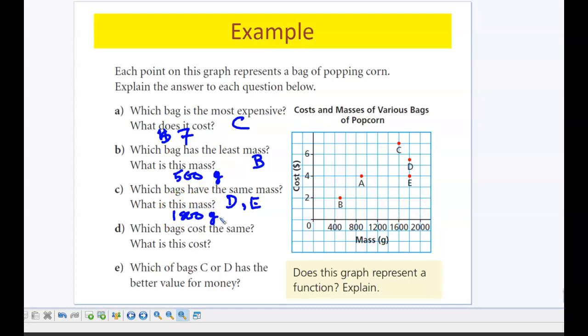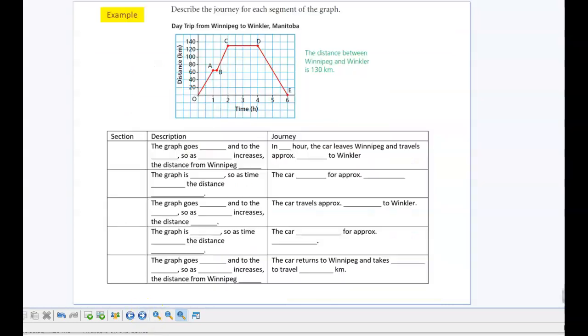Which bags cost the same? Well, the bags that cost the same would be the bags that are in the same horizontal line, and that would be bags A and E, and they cost $4. Question E says, which of bags C or D has the better value? Well, if we look at it, bag D has more mass and it's less money than bag C, so bag D would have better value for its money.